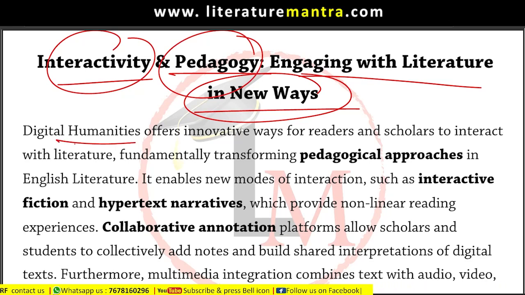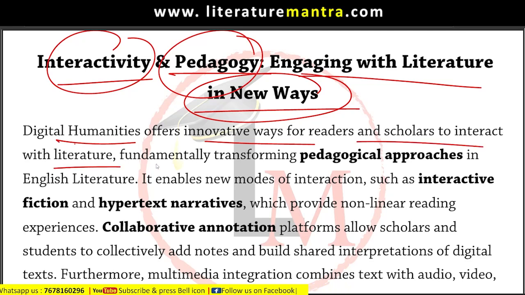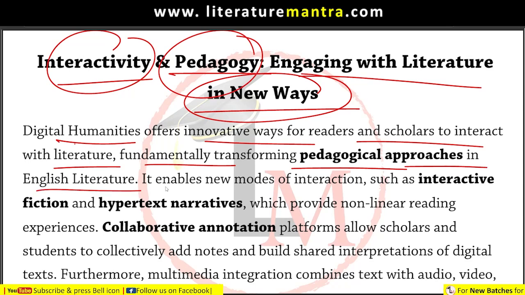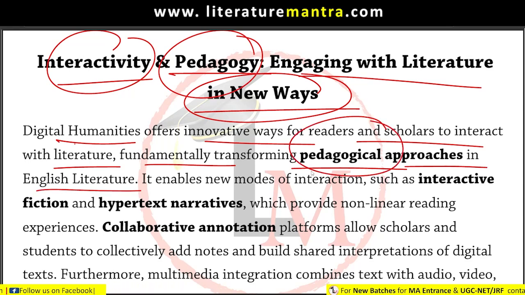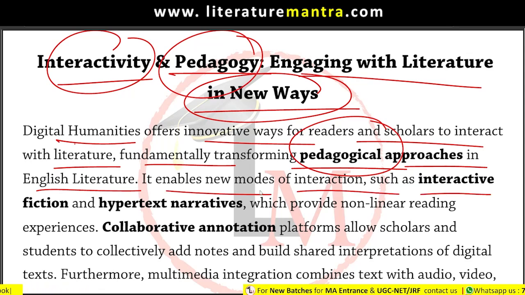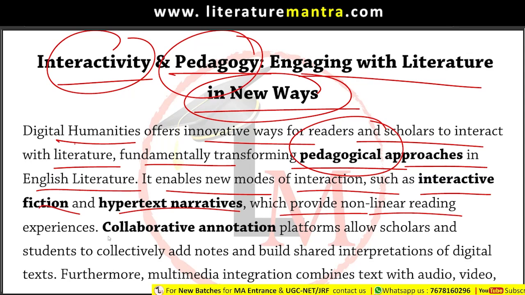ठीक है? Digital humanities offers innovative ways for readers and scholars to interact with literature. ये तो हम सब समझते हैं, interaction. Fundamentally transforming pedagogical approaches in English literature. Now, if the modes of interaction change, the modes of teaching can also change or can become better. It enables new modes of interaction such as interactive fiction, hypertext narratives, which provide a non-linear reading experience.